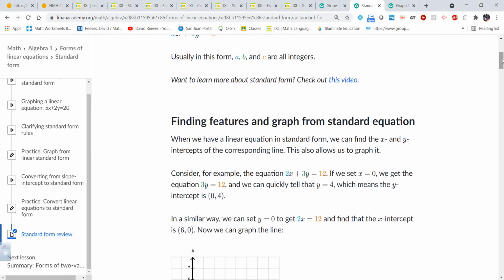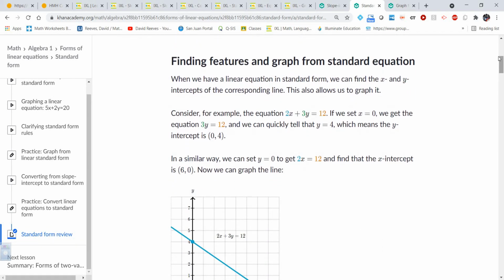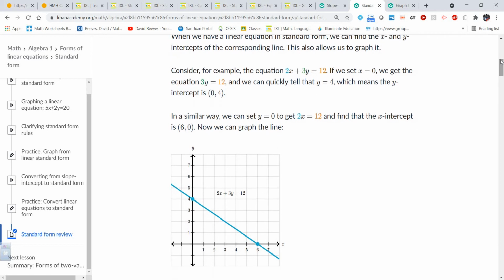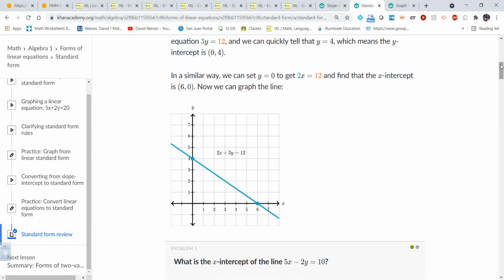Now, what do we use standard form for? Standard form can be a useful form for some types of problems, and when we want to graph it in standard form, you don't actually have to change it to y equals mx plus b to graph it, although you certainly can. For example, on this page they've got 2x plus 3y is equal to 12. We could solve this for y and make it y equals mx plus b, or we can find the x- and y-intercepts.